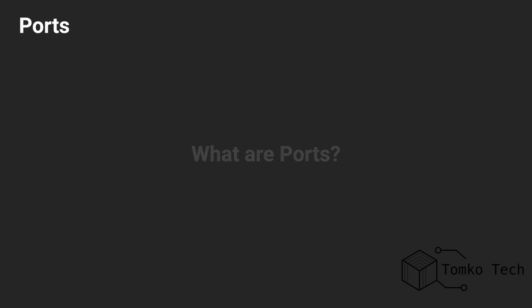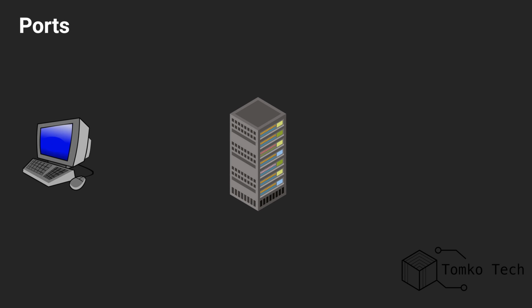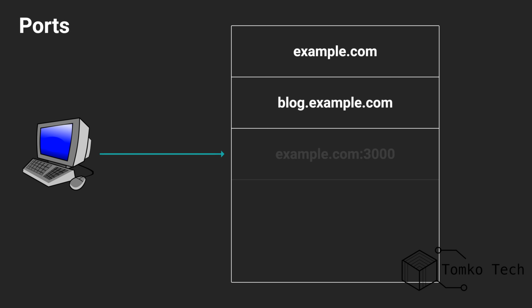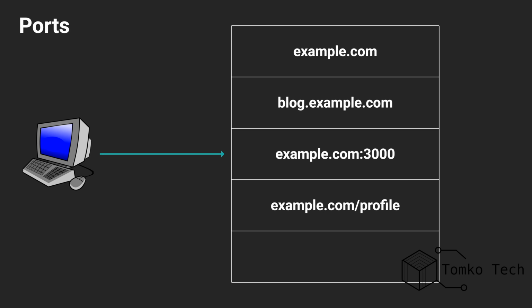So what are ports? Imagine a server that you're connecting to with your computer. Normally you'd simply type in a website like example.com, but what if there's another application on that same server you want to reach? Maybe it's a blog, or perhaps your app is running on port 3000. You could even be accessing a profile section of the website, which is on a different application entirely. In fact, you could have all three of these simultaneously. There are three main methods to direct traffic to different applications on a single server: by domain or subdomain, by port, or by path. But what exactly are ports?